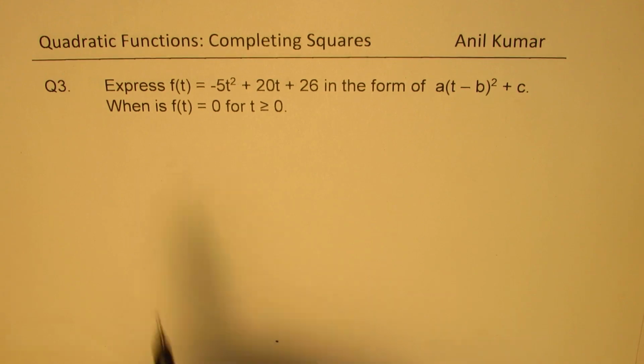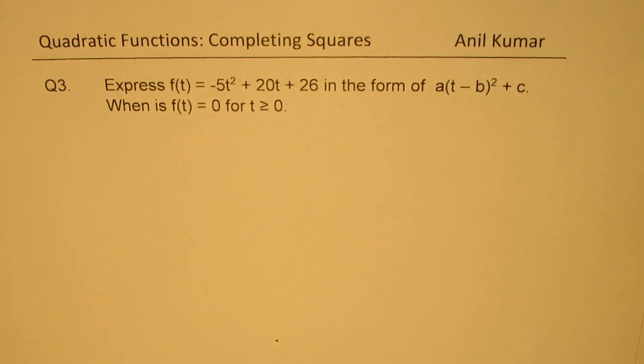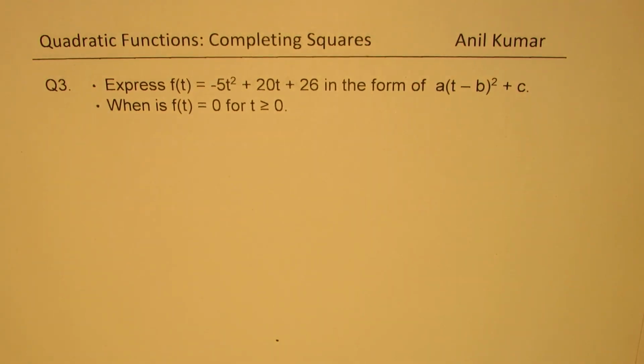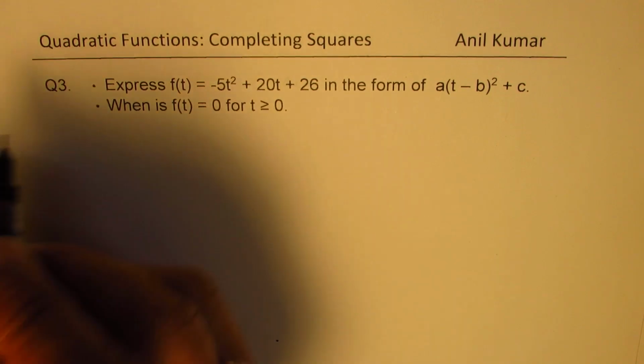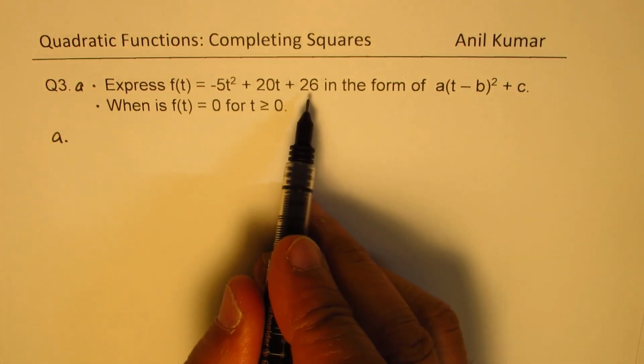Question number 3. Express f of t equals minus 5t squared plus 20t plus 26 in the form a times (t minus b) whole squared plus c. There are two parts to it again. When is f of t equal to 0, for t greater than or equal to 0? Perfect. So let's do part A first, which is writing in vertex form, right?